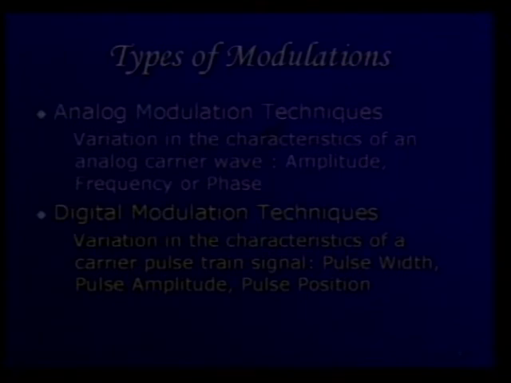So in this particular case, the digital modulation technique is you change or vary the characteristic of a carrier pulse train depending on your intelligent signal, and that can be done in terms of, say, pulse width or pulse amplitude or pulse position. These are the main three techniques that you use in case of digital modulation.